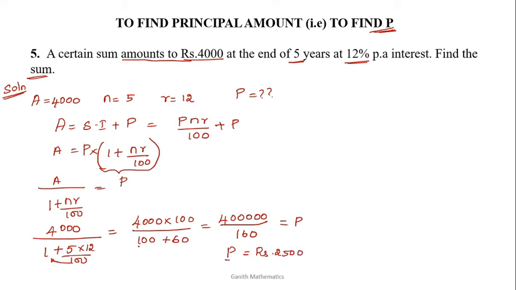2500. It means that if you have 2500 and you are investing somewhere, or else if you borrow this amount, after 5 years it will be rupees 4000 for the rate of interest 12% per annum. Okay, we'll move to the next problem.